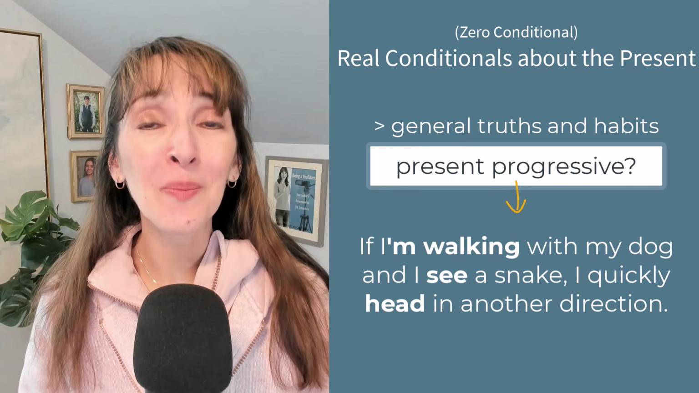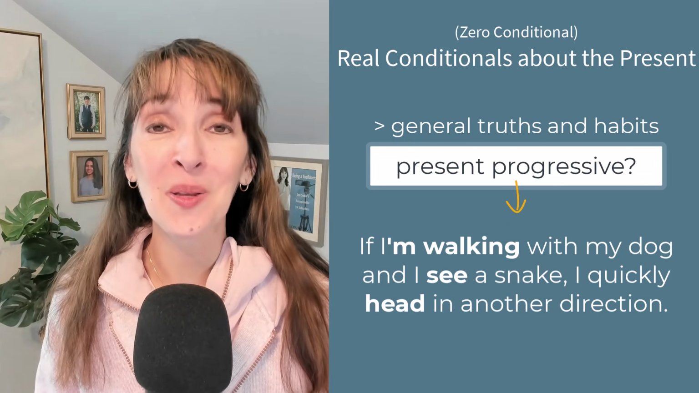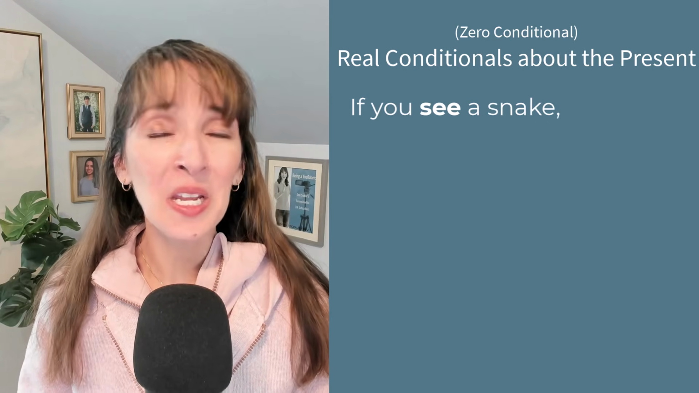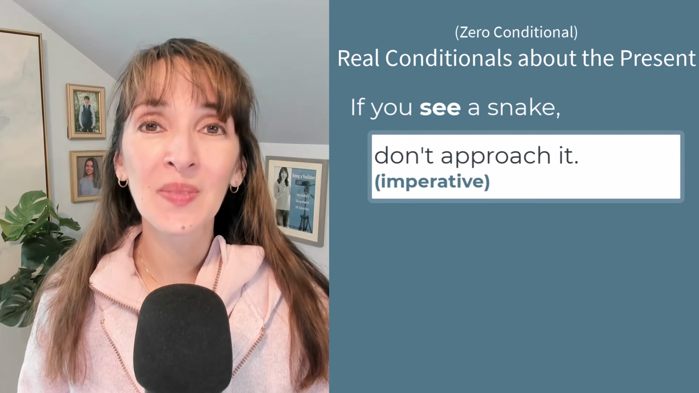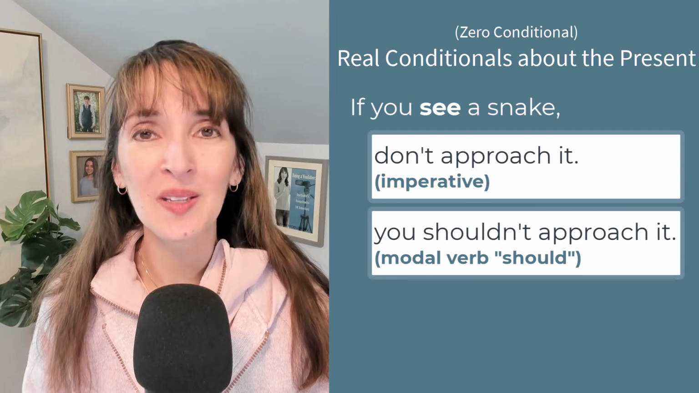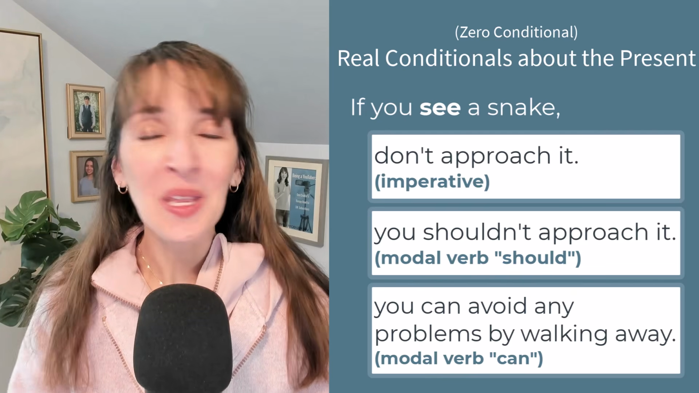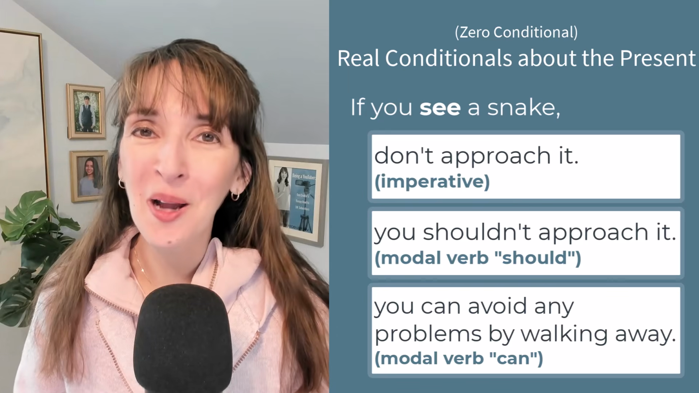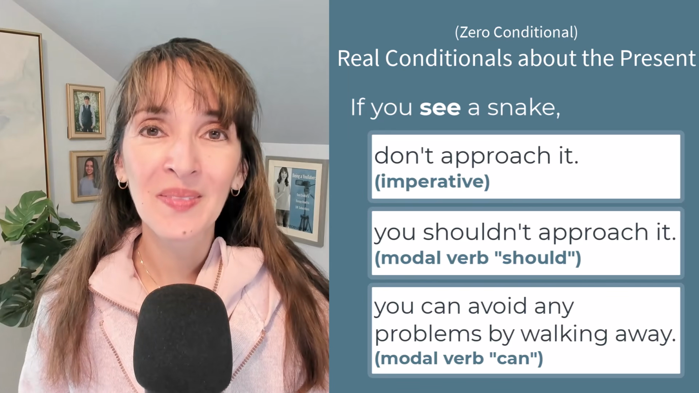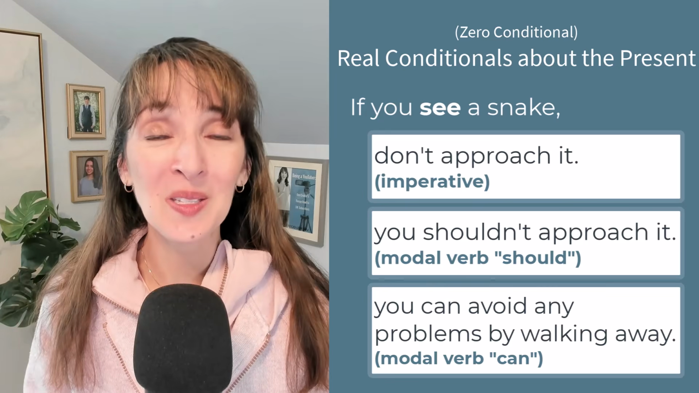If I'm walking with my dog and I see a snake, I quickly head in another direction. We also use the present tense for advice. If you see a snake, don't approach it. If you see a snake, you shouldn't approach it. If you see a snake, you can avoid any problems by walking away. Note the different possibilities in the result clause.